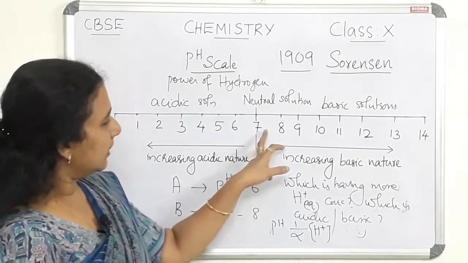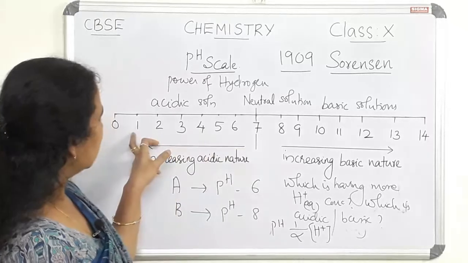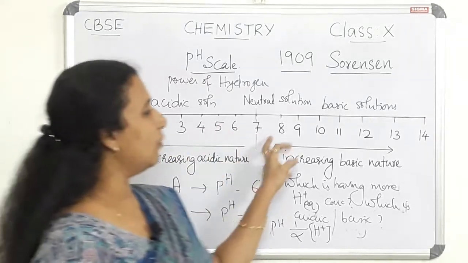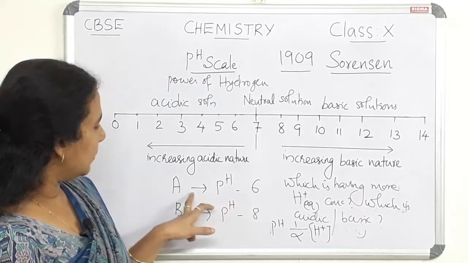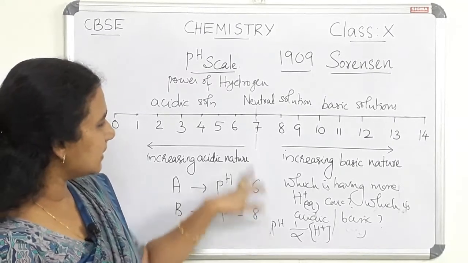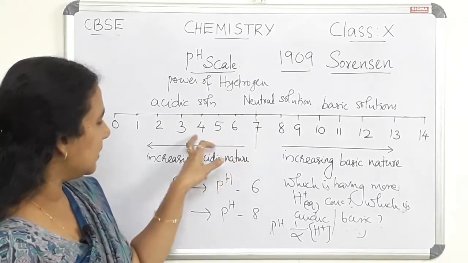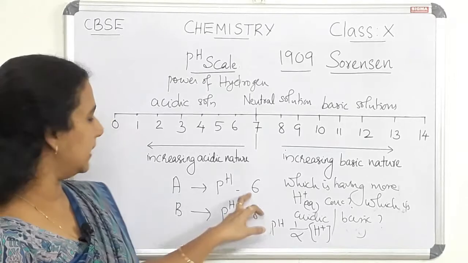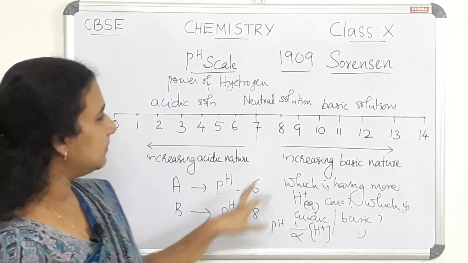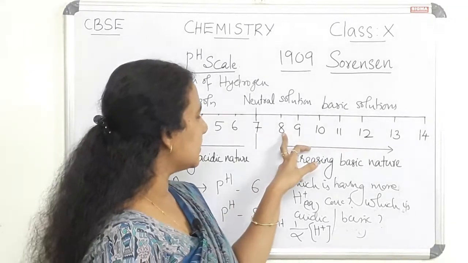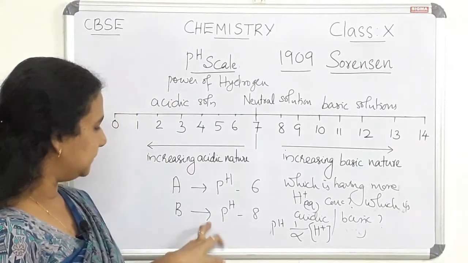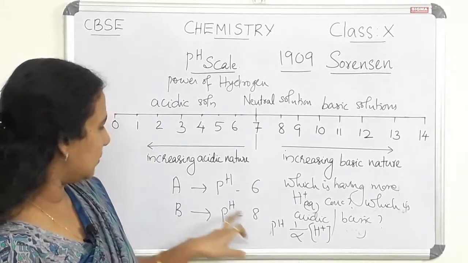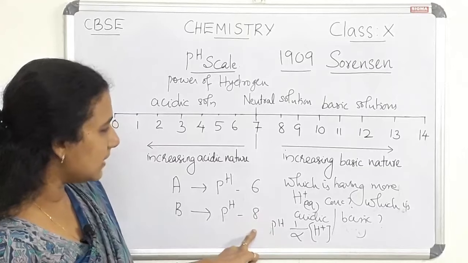Why? If it is less than 7, the solution is acidic. If it is more than 7, it will be basic. Solution A has pH 6, that means it is less than 7, so this is an acidic solution. Solution B has pH 8, it is more than 7, so it is a basic solution. So A is acidic and B is basic.